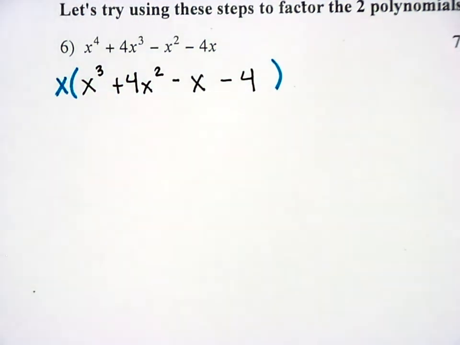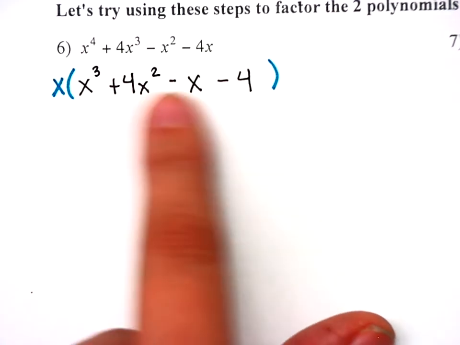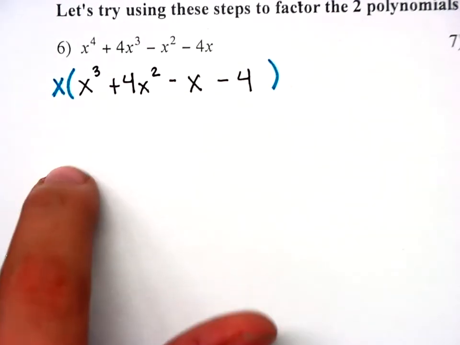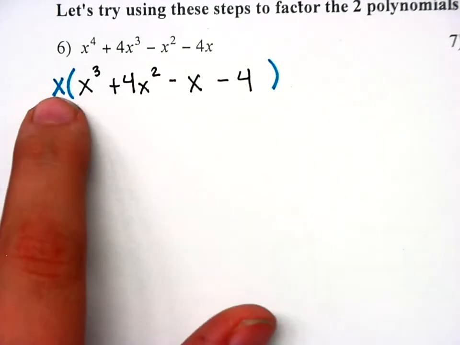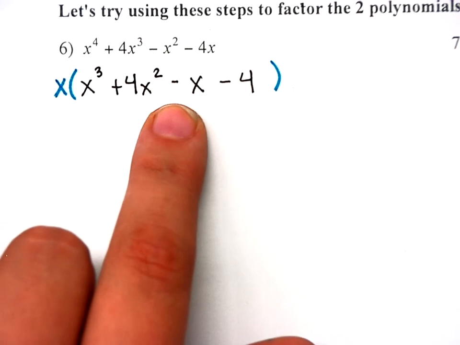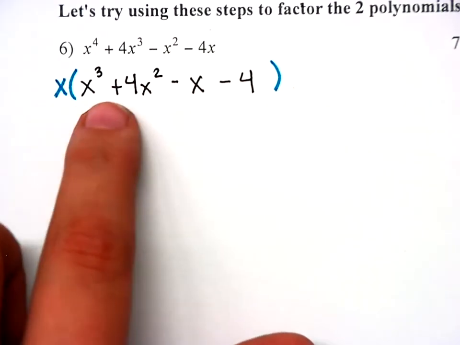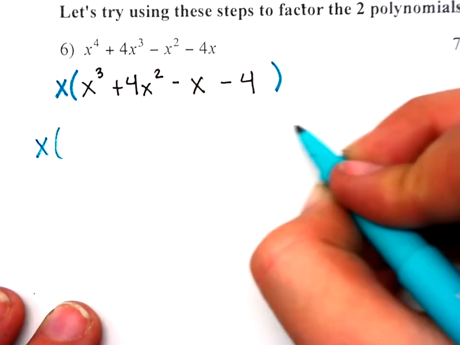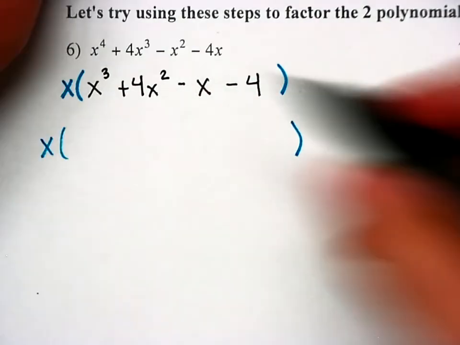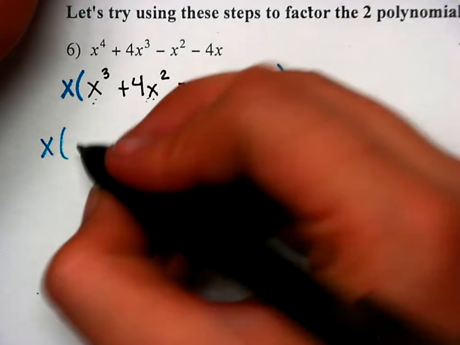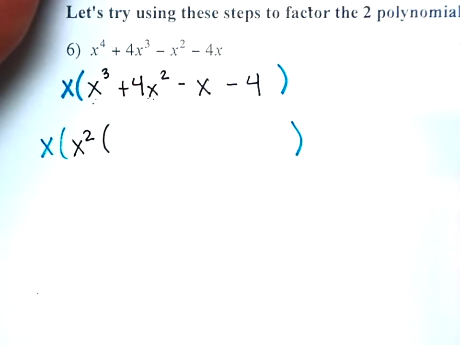Now that I've done that, now I can use my grouping method to factor this 4-term polynomial inside. I'm just going to carry along this x every time I do a step. We're not going to do anything further with this guy. Okay, so for my first step for grouping, I'm going to find the GCF of these 2 terms and the GCF of these ones. So let me just write this x that's on the outside, and we'll try out our next step. So for here, the greatest common factor is x squared, and then what's left is x plus 4.